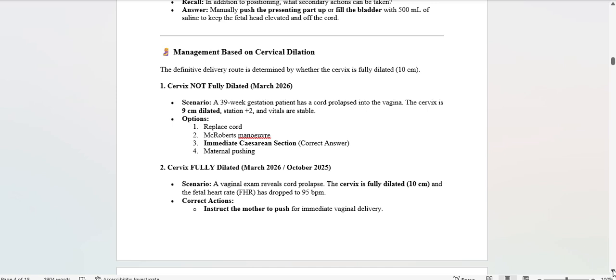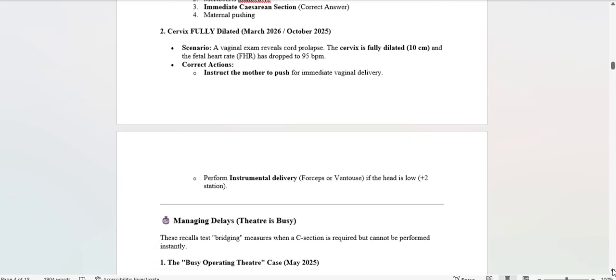And then 9 centimeter. Okay, as I told you in the previous recall, they mentioned speeding up the vaginal birth. No, at 9 centimeter it takes time, and we have only 30 minutes. We cannot do anything until it's fully dilated. So immediate cesarean section. Cervix fully dilated, 10 centimeter here, and the heart rate has dropped. Correct action is to instruct the mother to push. Okay, so just repetition.